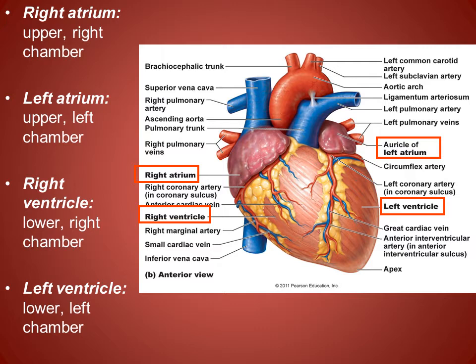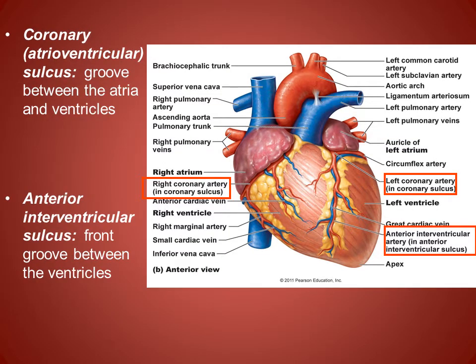Those four chambers that you have, you've got the right atrium, the left atrium. The atria are the upper chambers, and then the ventricles are the larger chambers on the bottom. You have the right ventricle and the left ventricle. Remember, when you're looking at the diagram of the heart, that left and right is always the patient's orientation.